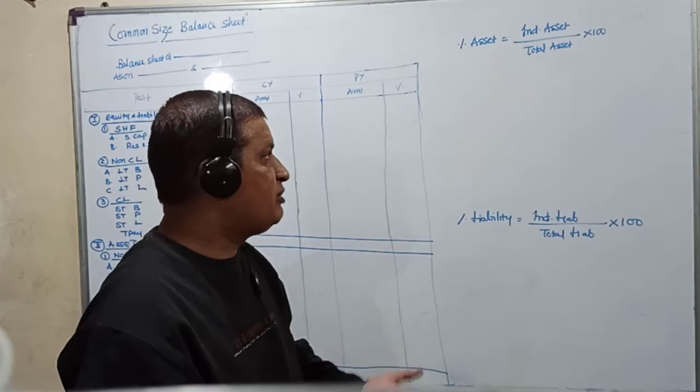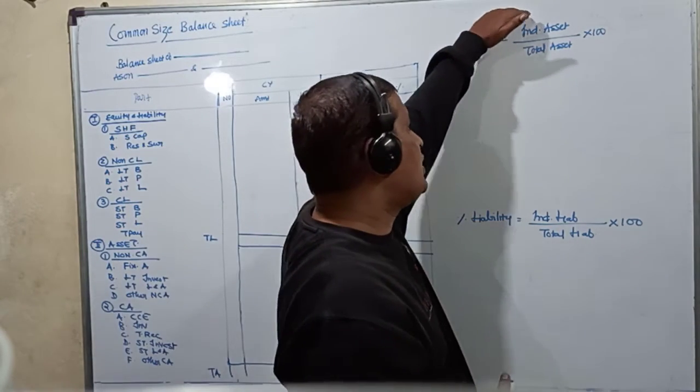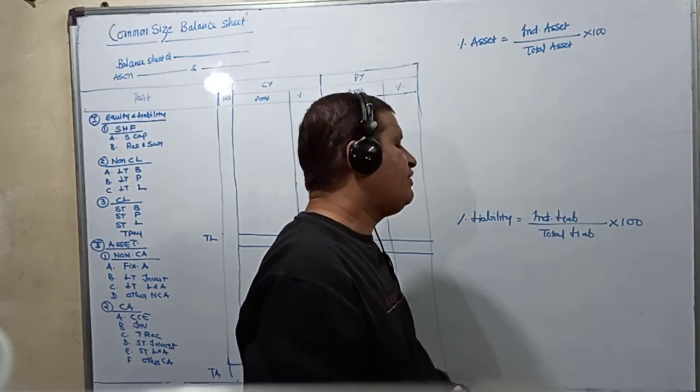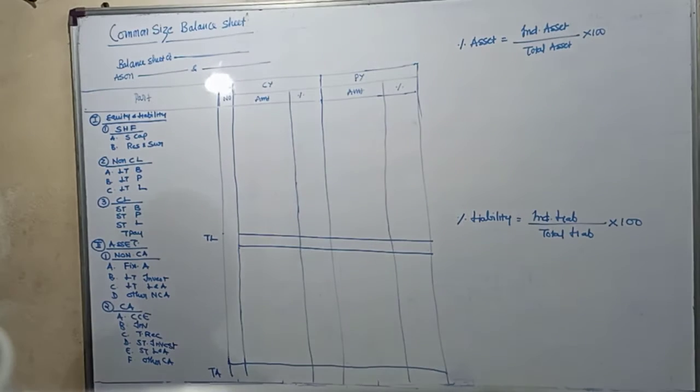So how do you calculate the percentage for an asset? It is individual asset by total asset into 100. For liabilities, it is individual liability by total liability into 100. We know in the particulars we put the balance sheet pro forma, and the current year and previous year amounts are given in the problem. We only need to focus on calculating the percentage. The percentage is calculated on a common base. For the balance sheet, the common base for assets is total assets, and the common base for liabilities is total liability.